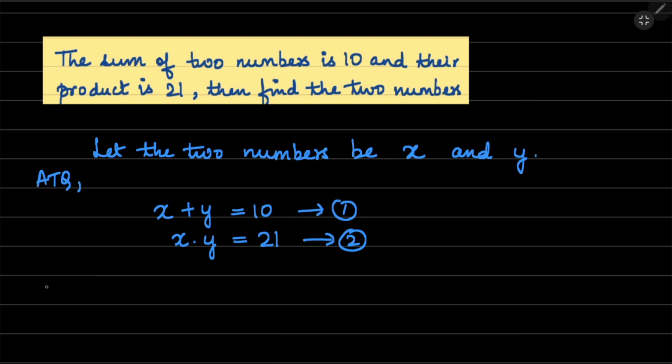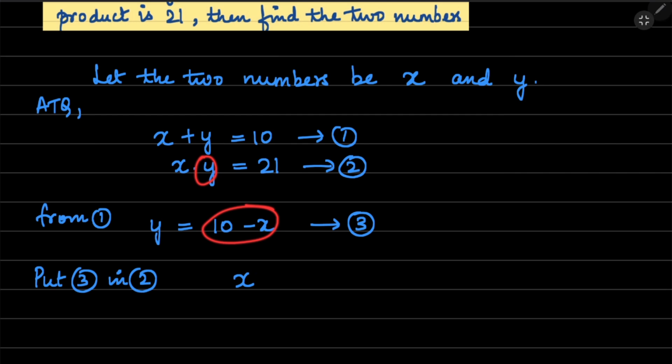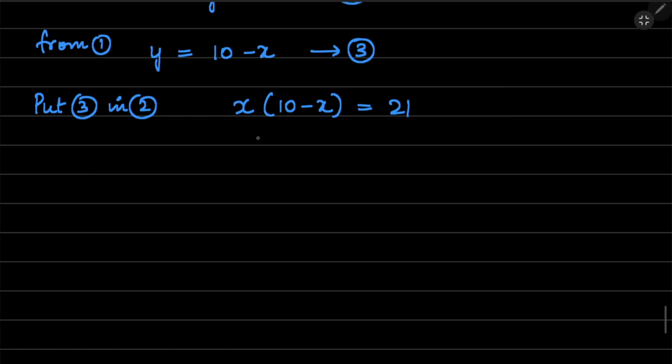So from equation 1, what can you write? You can write y is equal to 10 minus x. Let this be equation 3. So you have expressed y in terms of x. Now you can put equation 3 in equation 2. So what would you get? X multiplied by, in place of y, we will write 10 minus x. Okay, so x into 10 minus x is equal to 21. So you will get a quadratic here. 10x minus x square equal to 21. Take it all to one side. So you'll have x square minus 10x plus 21 equal to 0.